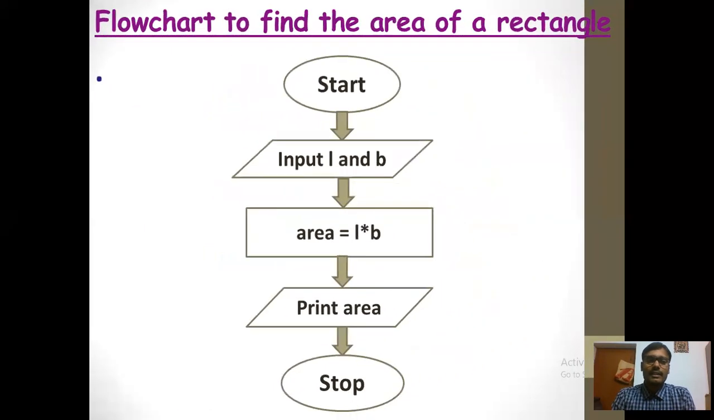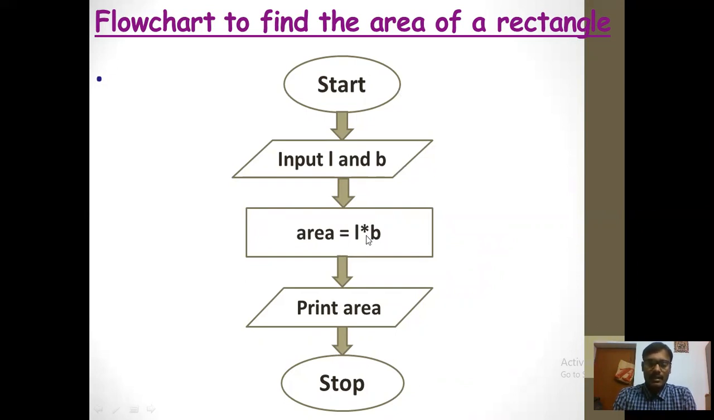Now next one is, the question is same, to find the area of a rectangle, but you have to draw the flowchart for that question. So it should begin with the start symbol, which is elliptical in shape. Start, input two numbers L and B. Then this is the processing symbol in which area will be calculated. Area equals L into B.